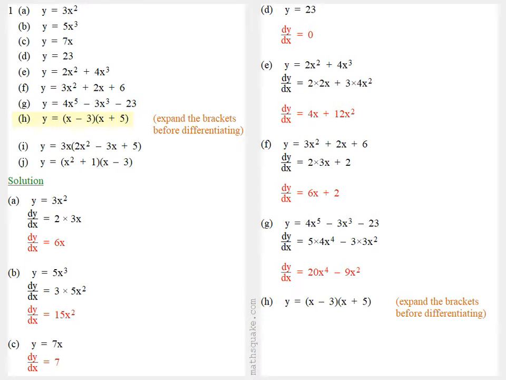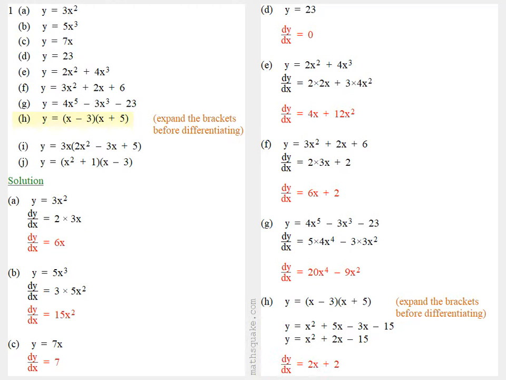And in part H, before we can differentiate, we have to expand the brackets. So expanding the brackets, we have y equals, first pair gives x squared, outer pair gives x times 5, which is 5x, inner pair gives minus 3 times x, minus 3x, and the last pair is minus 3 times plus 5, which is minus 15. Now that simplifies to y equals x squared plus 2x minus 15.